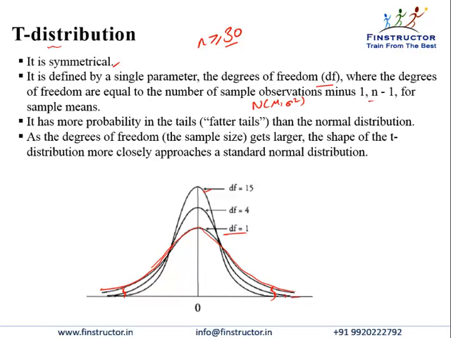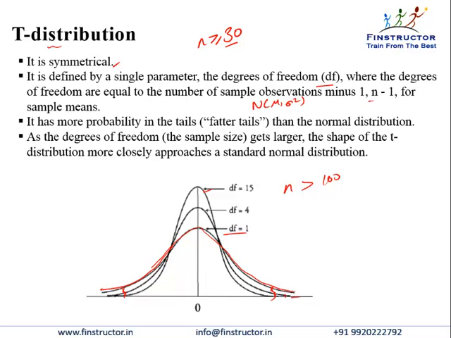As the degrees of freedom becomes large in a t distribution, so as the sample size becomes large, degrees of freedom is just n minus 1, the shape of the t distribution tends to become closer to a normal distribution. If the sample size is greater than 100, or in a very large sample, the t distribution will have almost a similar shape as a normal distribution.